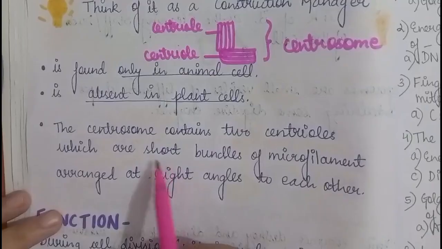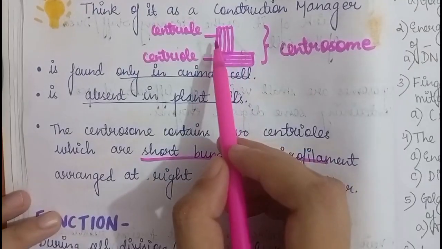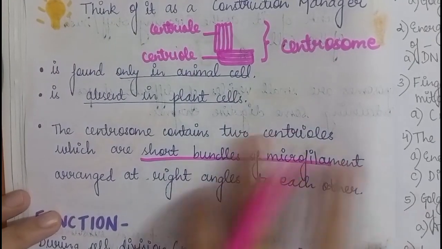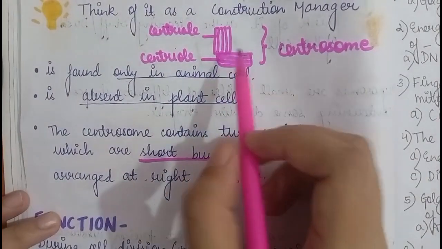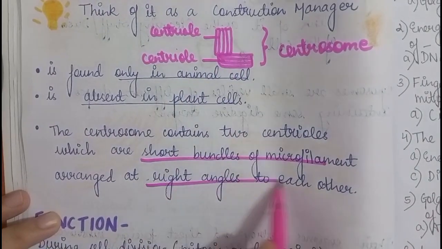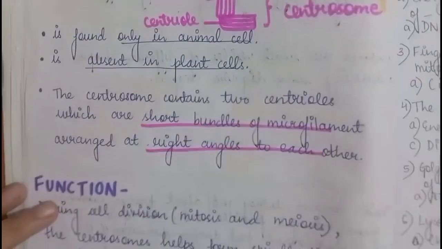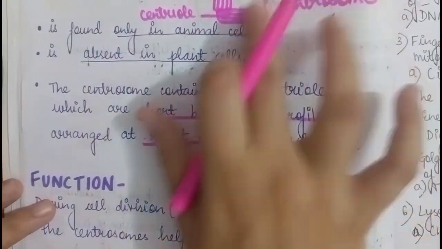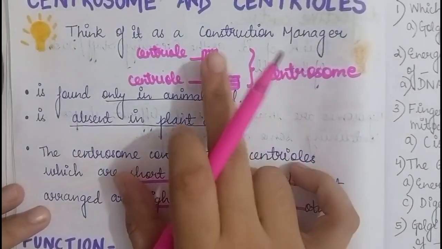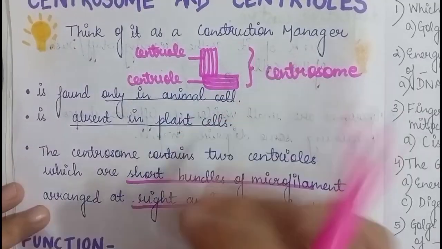So they are short bundles of microfilament. These microfilaments are protein-like threads, and they help in the framework of the cell. They are made up of microfilaments arranged at right angles to each other. Together these centrioles form the centrosome. And this centrosome also produces spindle fibers.